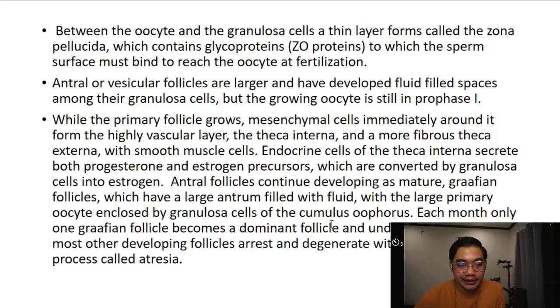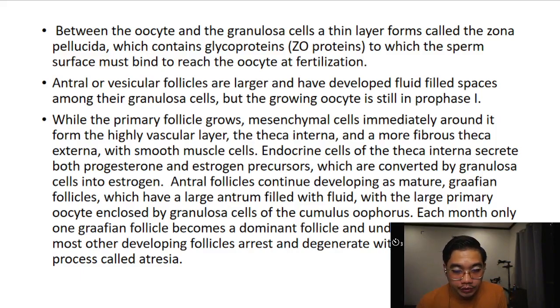Antral follicles continue developing as mature Graafian follicles, which have a large antrum filled with fluid and a large primary oocyte enclosed by granulosa cells of the cumulus oophorus. Each month, only one Graafian follicle becomes dominant and undergoes ovulation, while most other developing follicles arrest and degenerate through an apoptotic process called atresia.